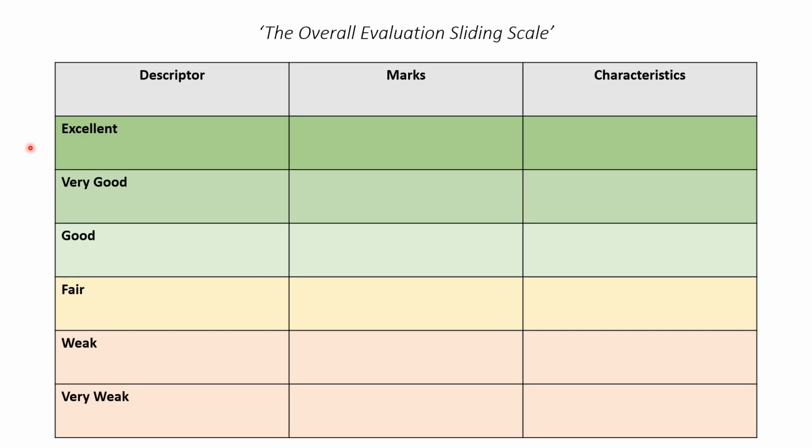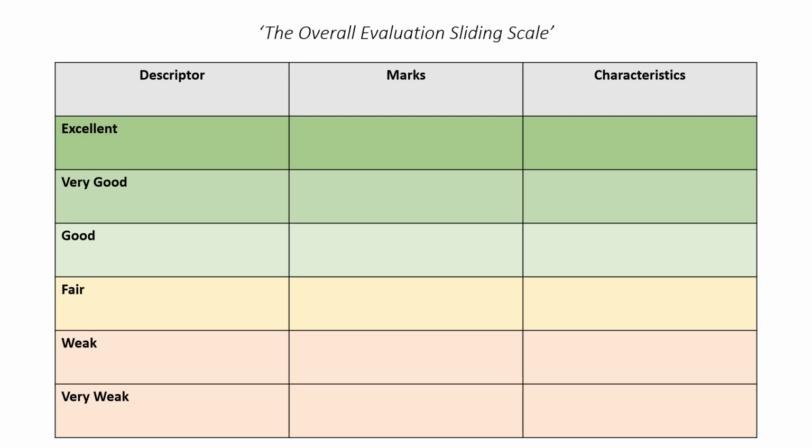So once again, we have our sliding scale and our descriptors in the left-hand column here, and each descriptor is assigned a certain marking range, and then there's characteristics assigned to each descriptor. The examiner will read your essay, see which characteristics fit your essay best, and then assign a mark from that marking range for your essay.